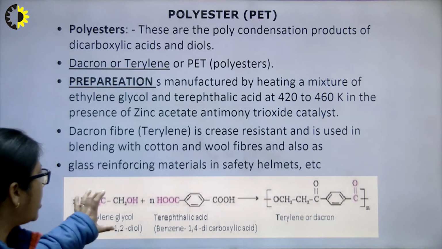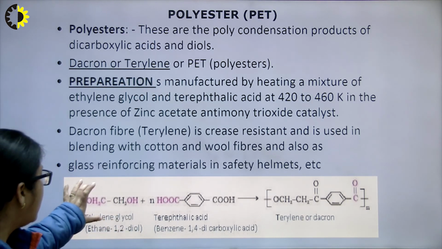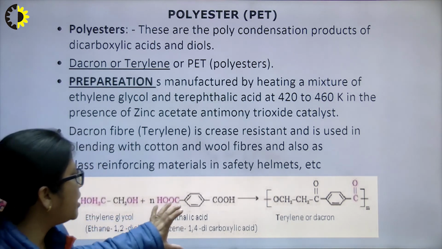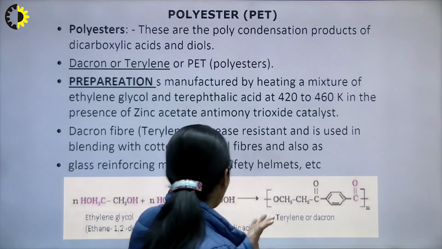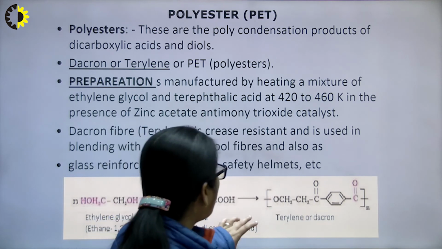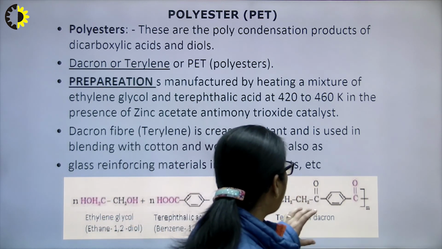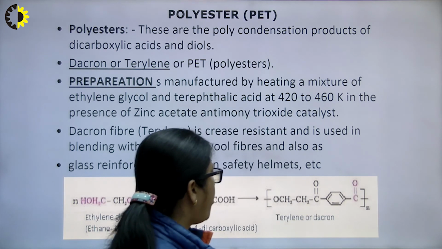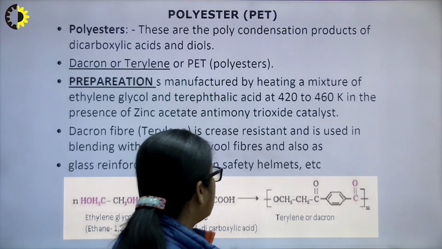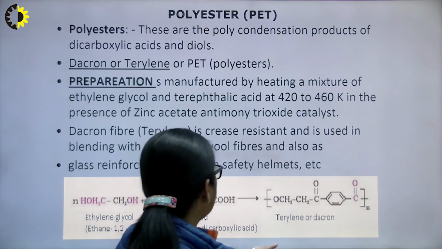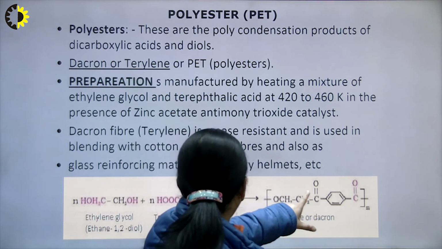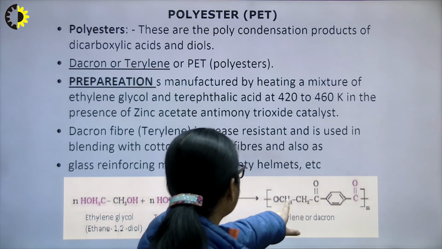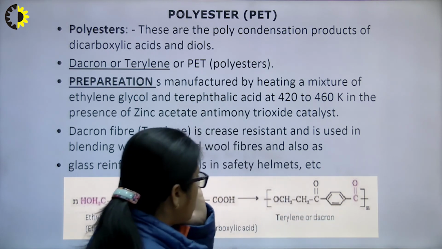So here I am showing the reaction between ethylene glycol and terephthalic acid. The two are going to react with each other, and by the loss of two water molecules, it will lead to the formation of this molecule, which is Dacron. So this is CO, again there should be one O, CH2, CH2, O and CO.